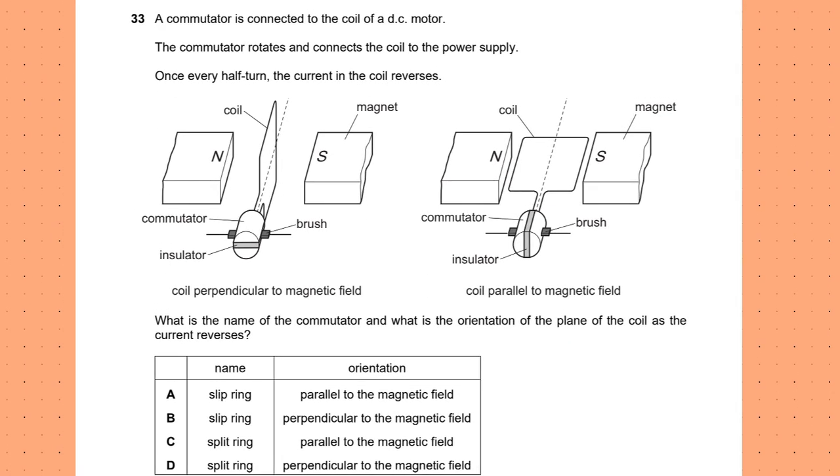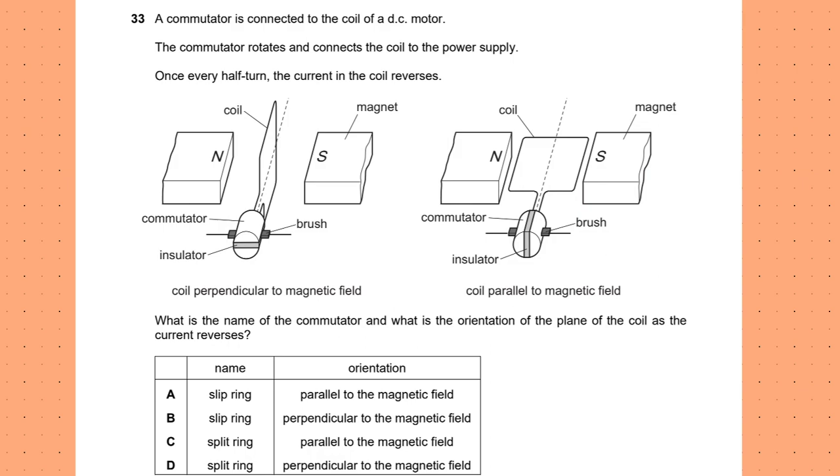A commutator is connected to the coil of a DC motor. The commutator rotates and connects the coil to the power supply. Once every half turn, the current in the coil reverses. We know this. What is the name of the commutator and what is the orientation of the plane of the coil as the current reverses? So I know that the current reverses basically when the commutator is not in contact with either of the brushes, right?